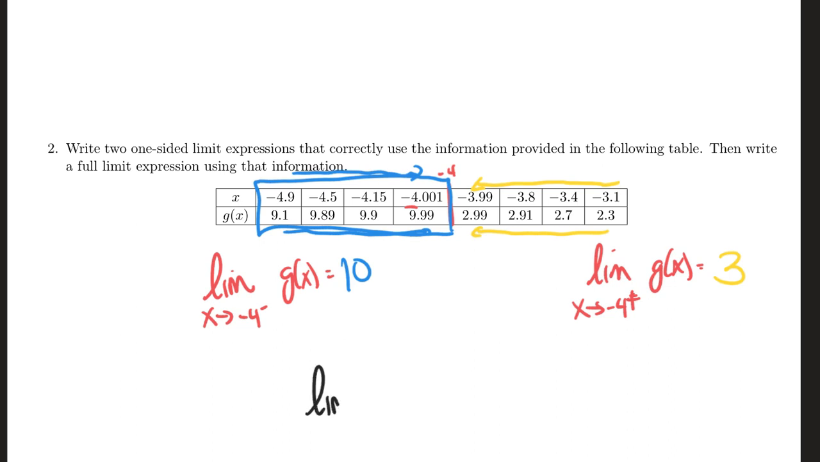Then we put these together, and we don't have the direction, we just have -4. The basic thing you need to know is that if these two numbers were the same, they would be the answer for this third one as well. But since they're different, every time they're different, that means our limit does not exist. So this is how we use the one-sided limits to evaluate a full limit as well.